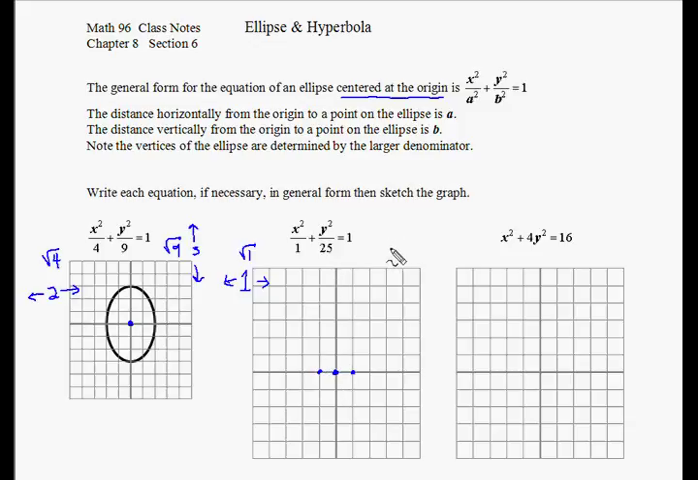Then we also look at the square root of 25. And the square root of 25 is 5. Which means from the origin, we're going to go up 5 and down 5. And I say from the origin because that's the center. So we're going to go up 5, and we're going to go down 5.